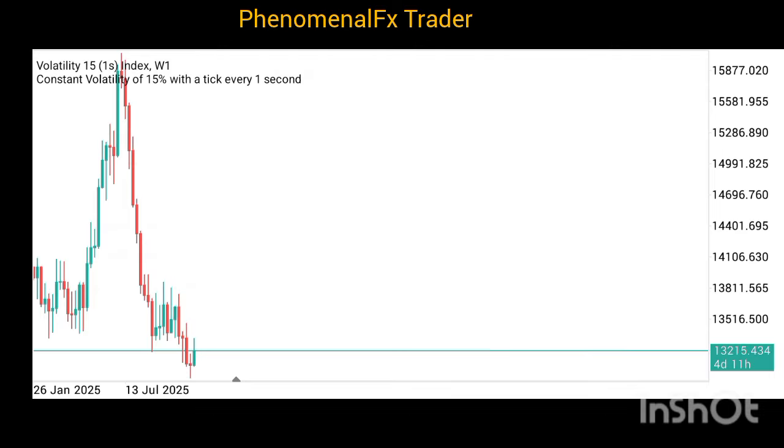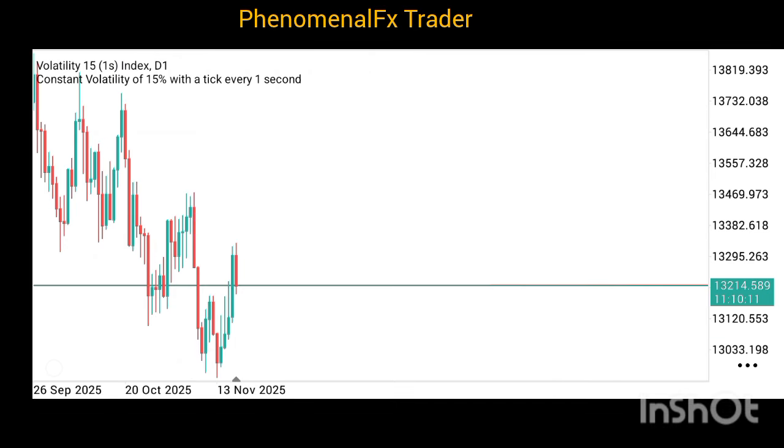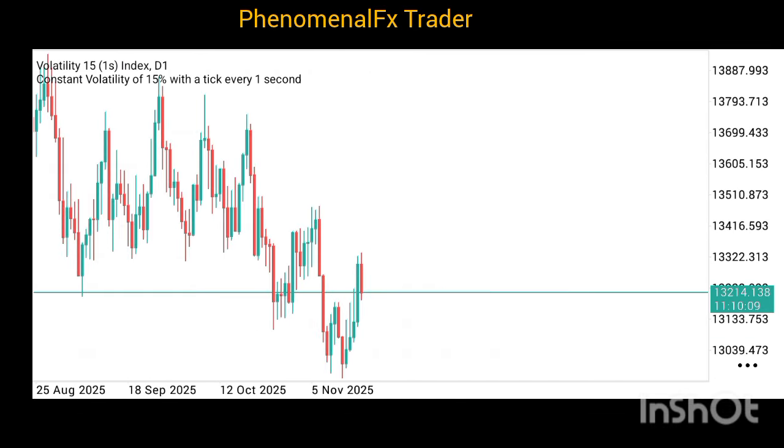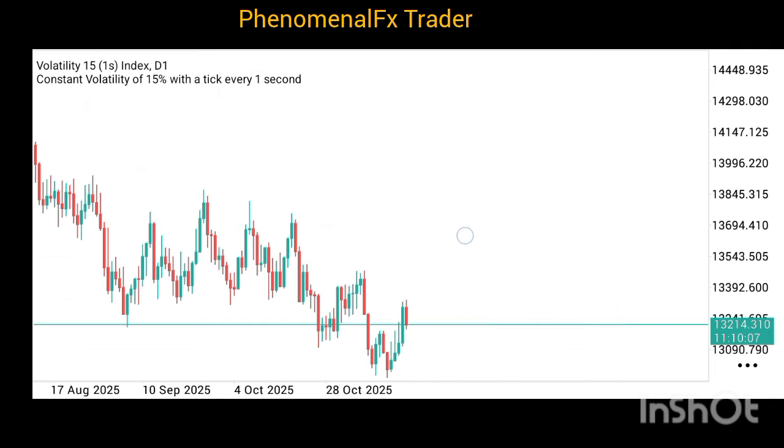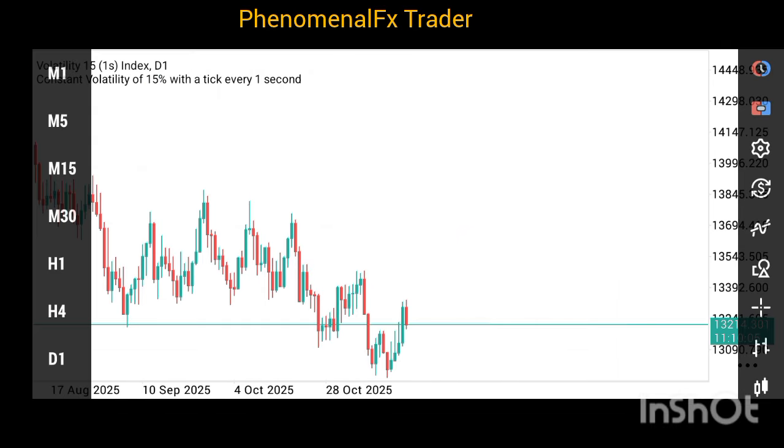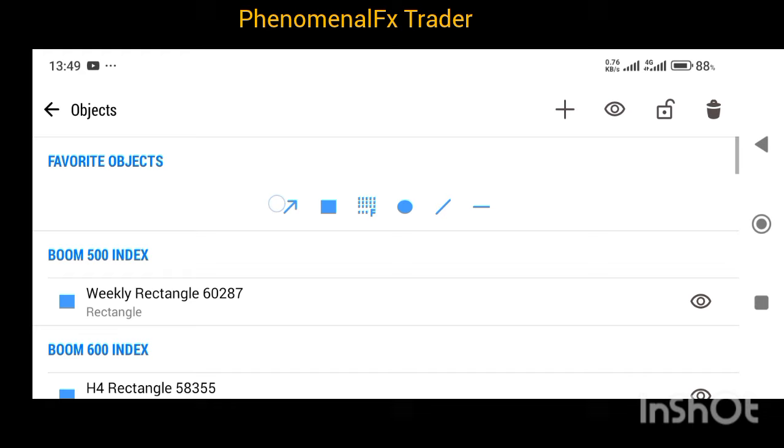We are going to start with this pair. This is the Jump 15-1s index, one of the recent pairs on Deriv. All right, so let me go to the daily time frame. On the daily time frame, you can see we have the bearish structure right here. The market has been creating lower highs and lower lows.